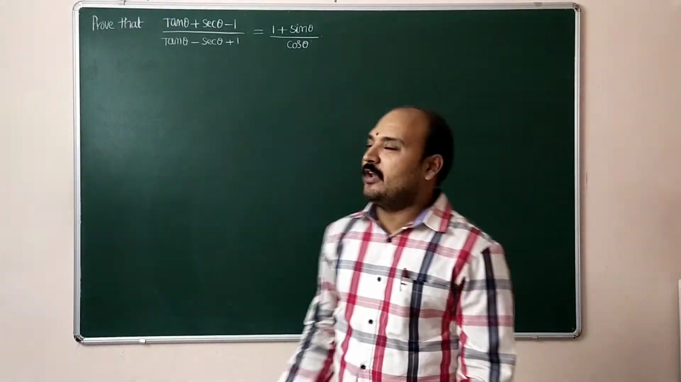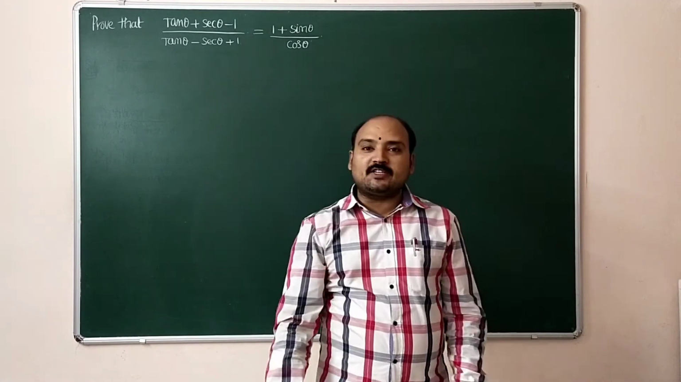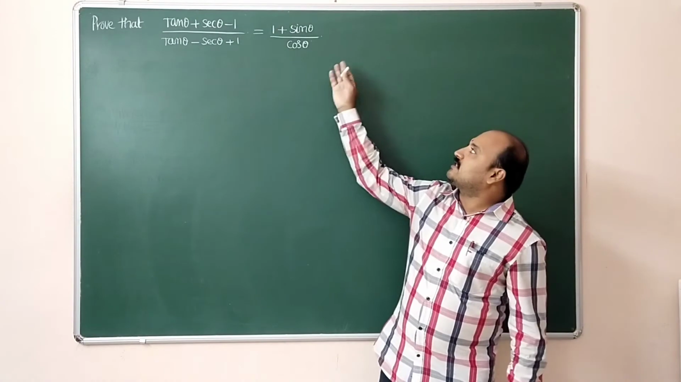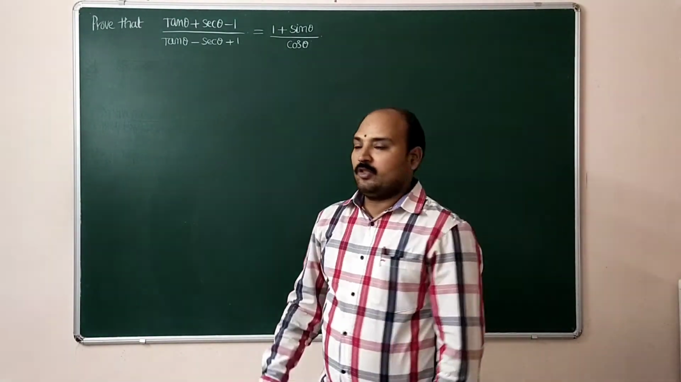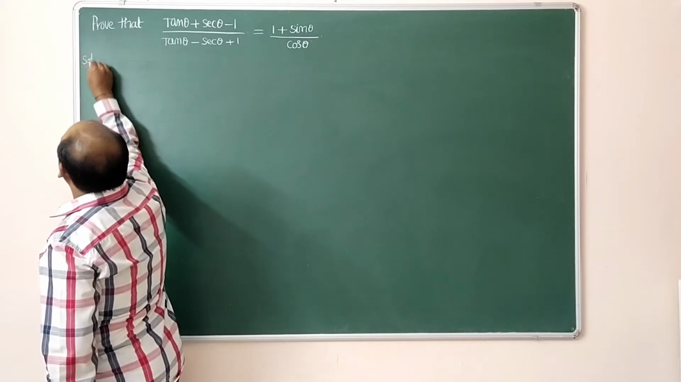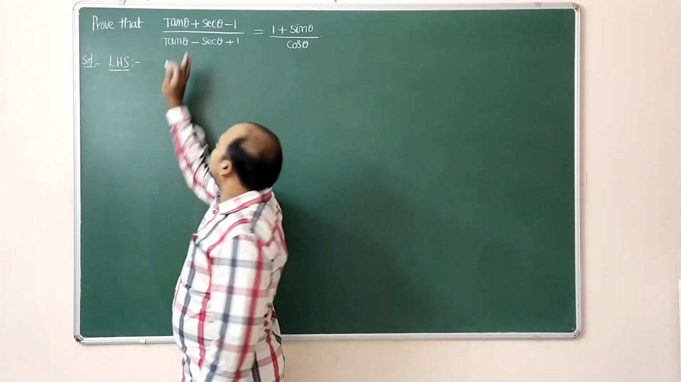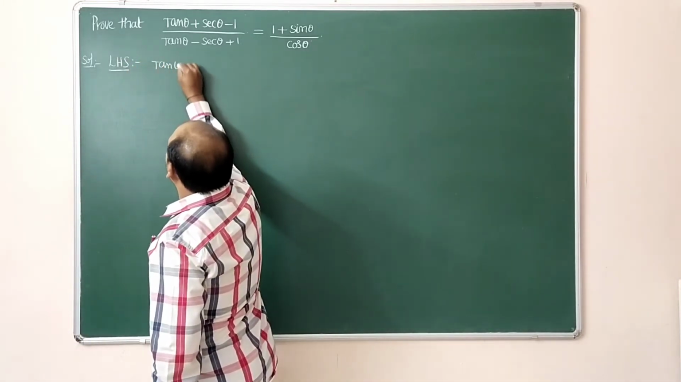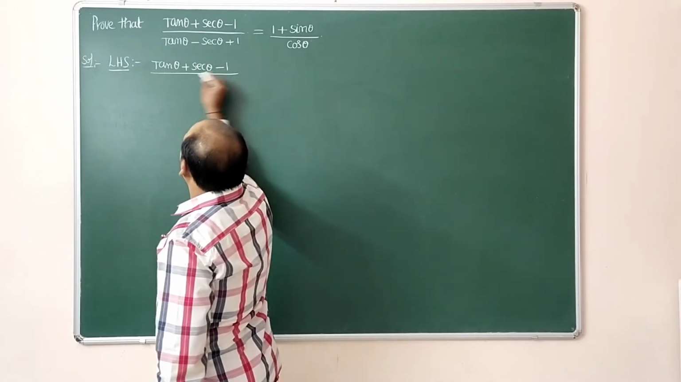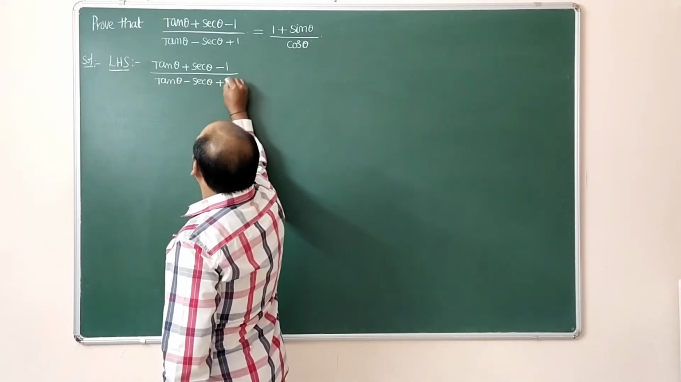The next question, and very important. Prove that tan theta plus secant theta minus 1 divided by tan theta minus secant theta plus 1 equals 1 plus sin theta by cos theta. So now proof. In the solution, consider LHS: tan theta plus secant theta minus 1 divided by tan theta minus secant theta plus 1.